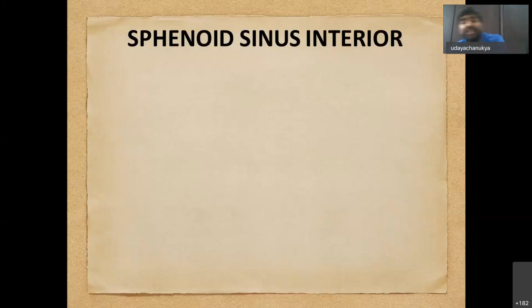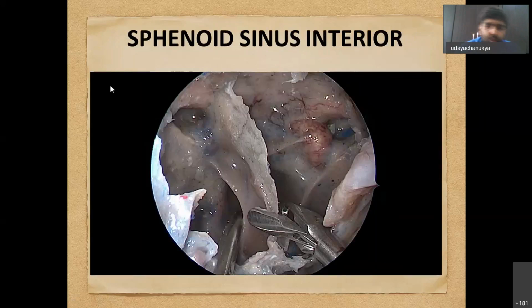Coming to the interior of the sphenoid sinus. The sphenoid sinus interior is another important thing because we have many landmarks located inside it. We all know the sphenoid sinus is divided into two. There are two sphenoid sinuses separated by the intersphenoid septum, and the intersphenoid septum is often not located in the center. It is either towards the right side or the left side.